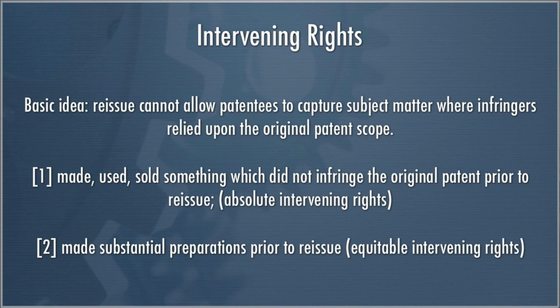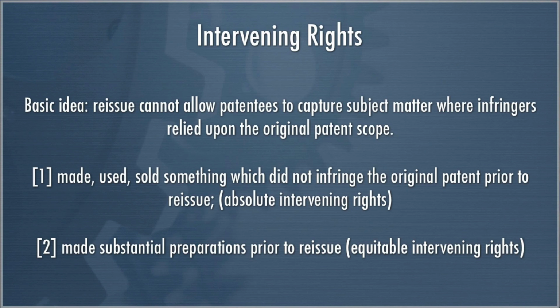So the basic idea here is the public has a right to rely on your original patent and make decisions concerning the original patent scope up and until your reissue patent is granted. Right? So what happens for intervening rights is if you make, use, sell something which did not infringe the original patent prior to reissue, then those will be protected. Those are not eligible to be infringing the reissue patent.